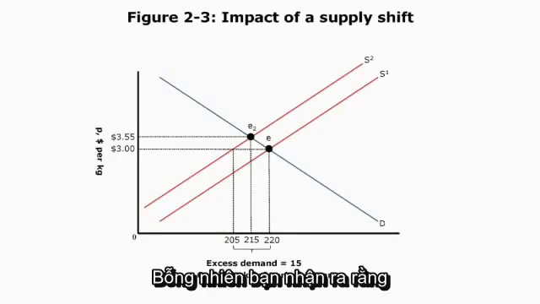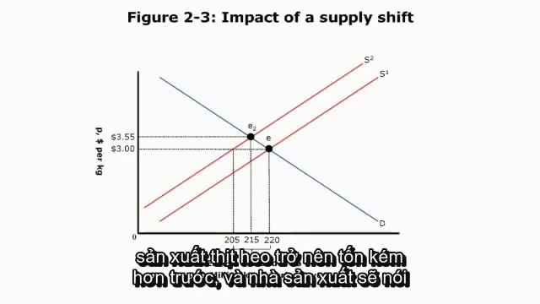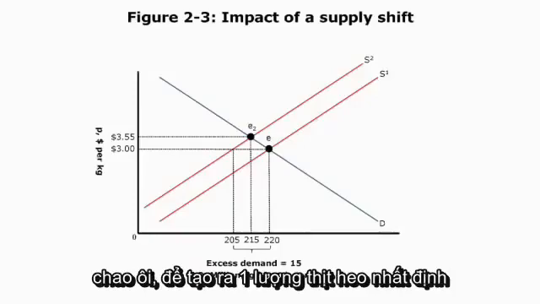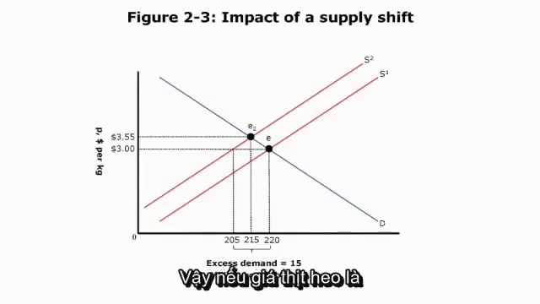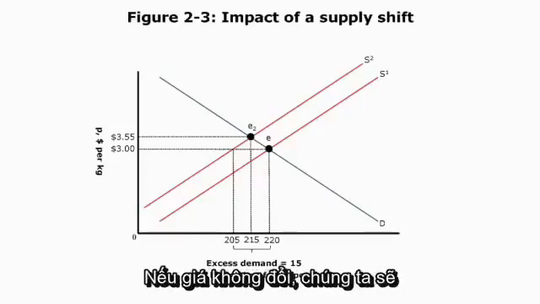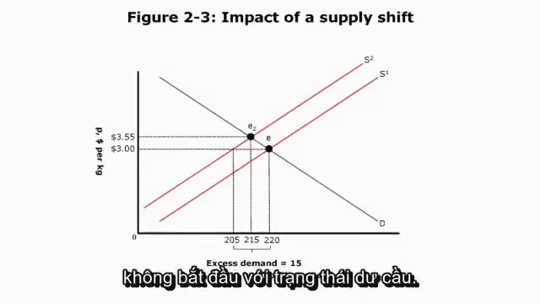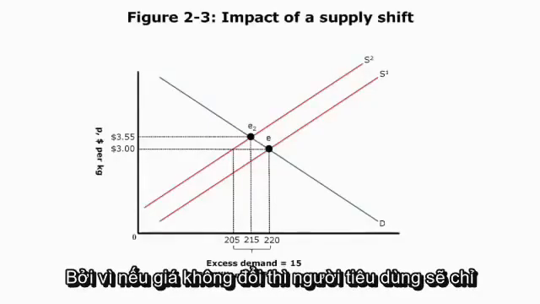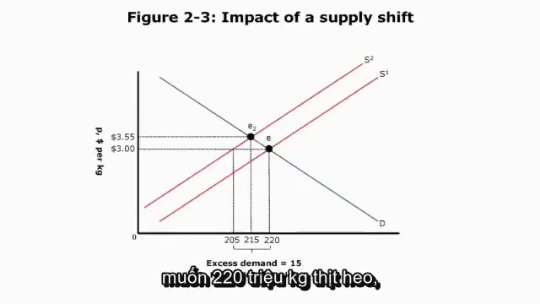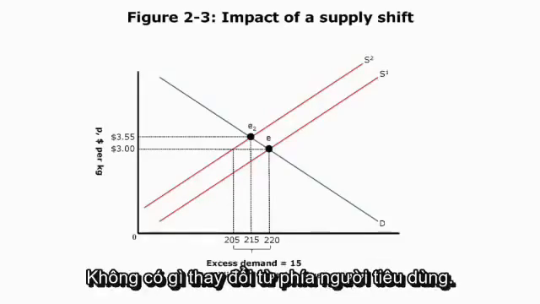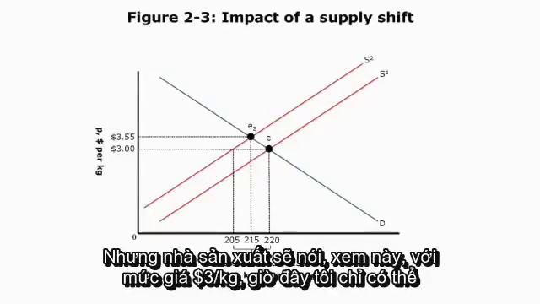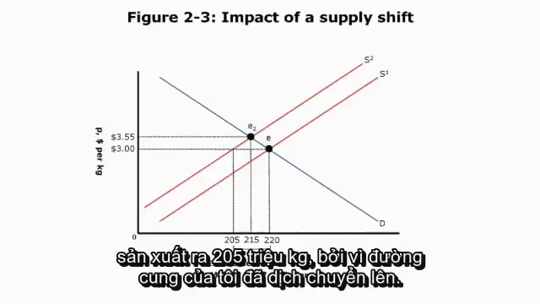Given that it's more expensive to produce pork, suppliers say, well, to produce a given amount of pork, I need to get paid a higher price. So now I'm on figure 2.3. If the price stayed constant, we would not begin with excess demand. Consumers would want 220 million kilograms of pork, which is what they wanted before. Nothing's changed from their perspective. But producers would say, at that price, I can only now produce 205 because my supply curve shifted up.